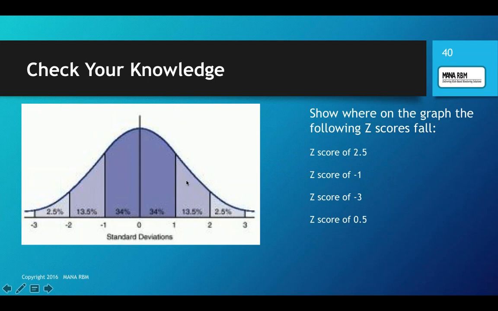So let's look at this bell-shaped curve. Everybody's seen this before. If you are one standard deviation above and below, that constitutes 68% of the population, if you will. If you go out 2 standard deviations, you're getting 95% of the population.